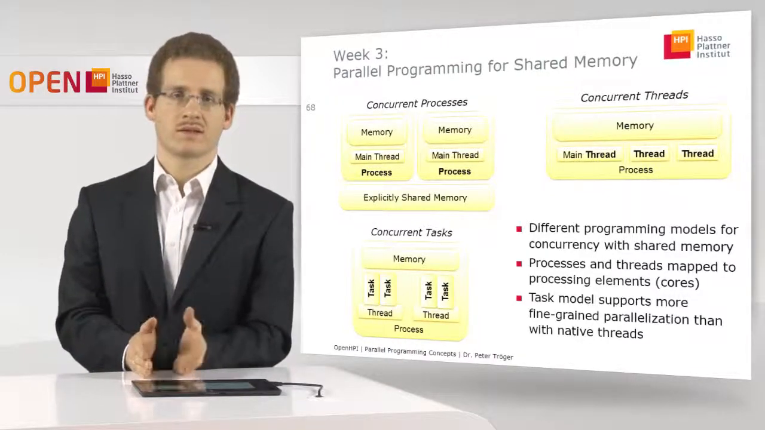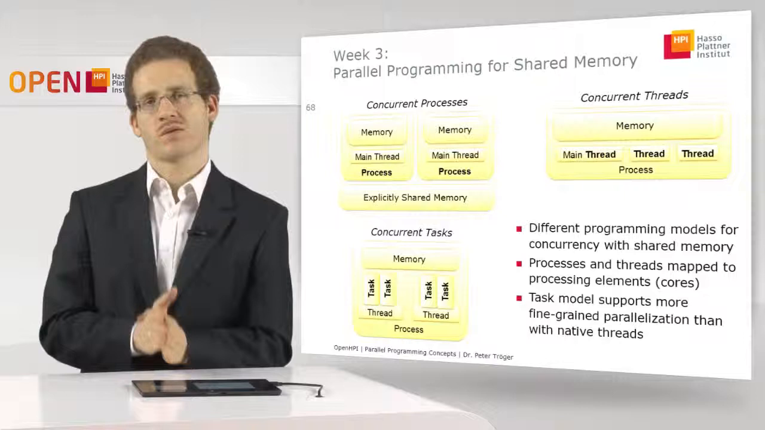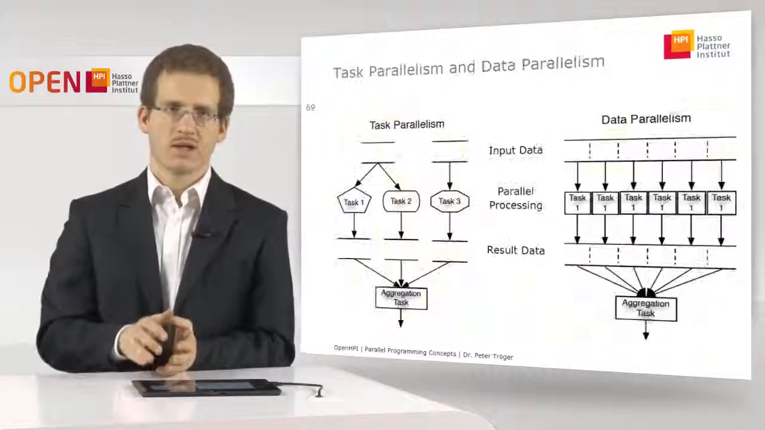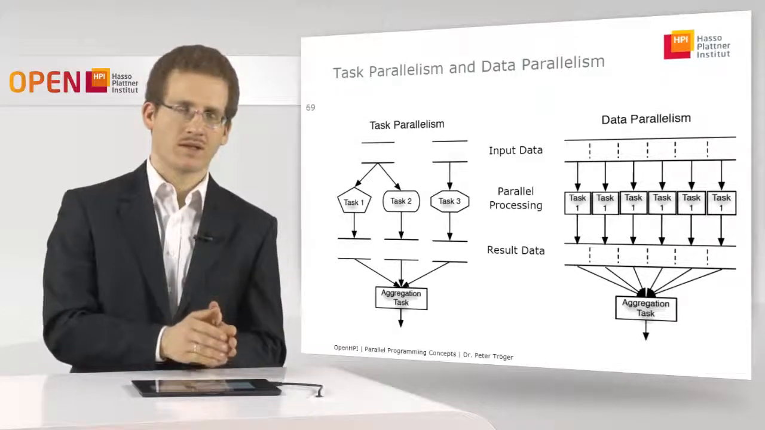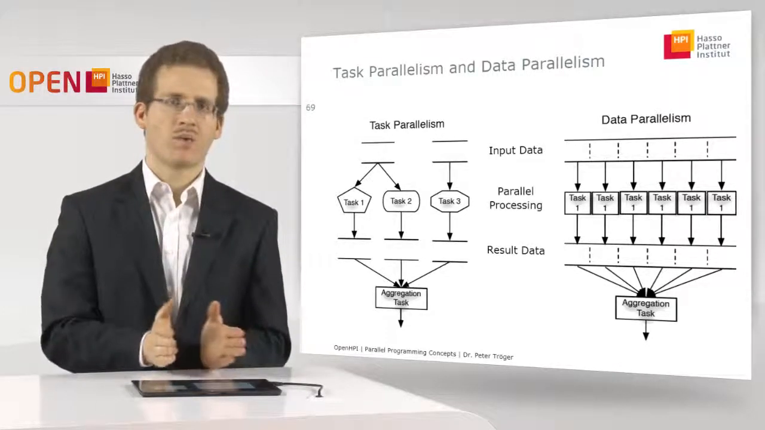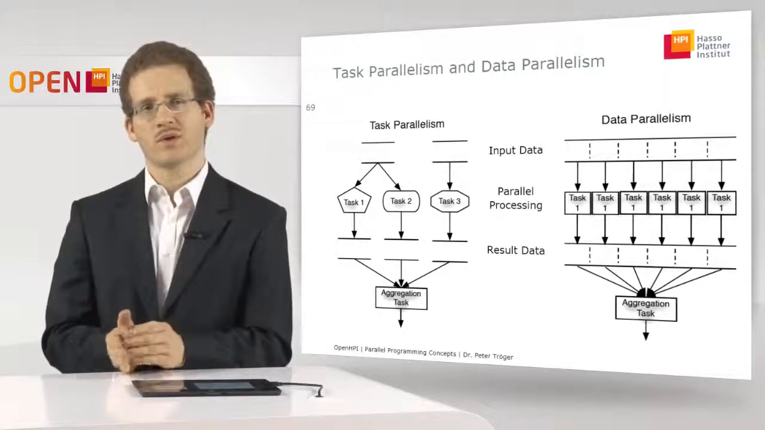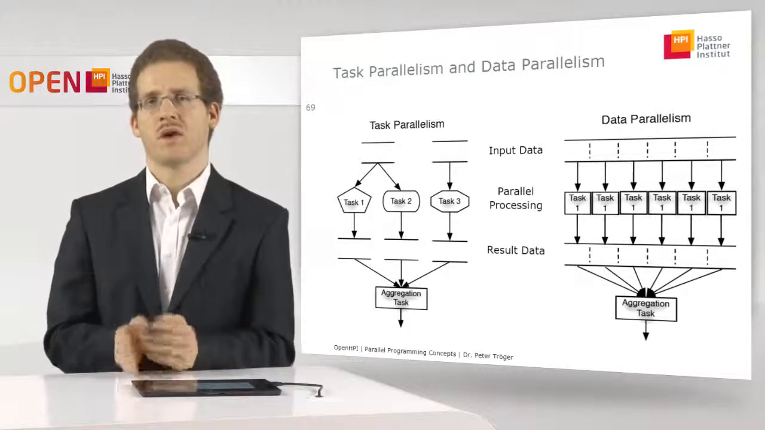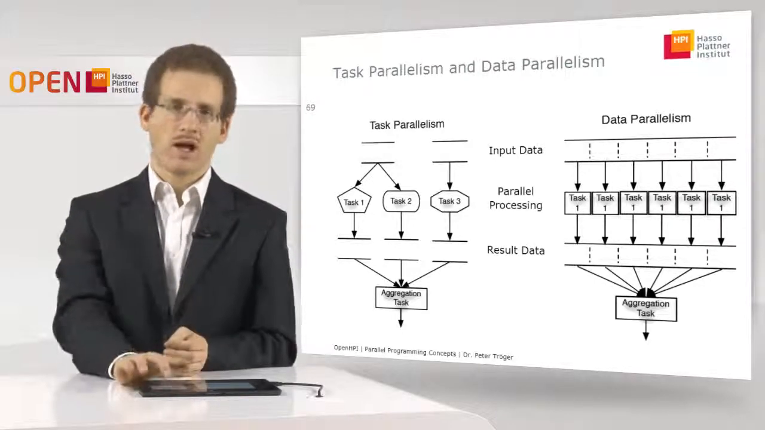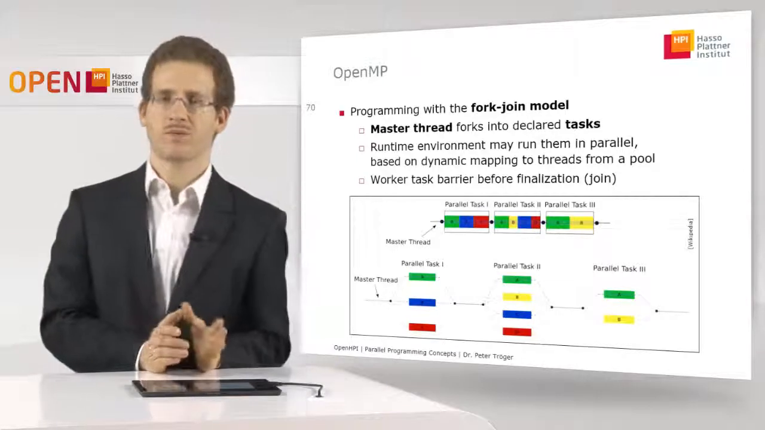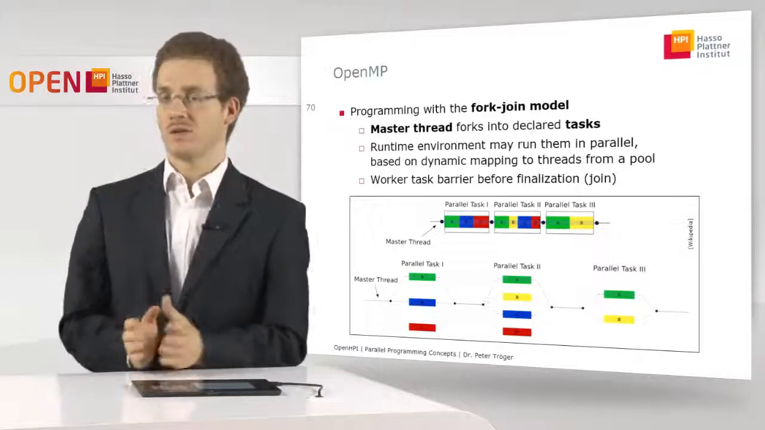So there is this classical distinguishing between concurrent processes, concurrent threads, and concurrent tasks. And we looked into different approaches. Also, we saw that if you start to split up your work, there's basically the distinguishing between task parallelism and data parallelism, which relates to the question of how do you partition your problem. And the most famous programming model for task parallelism in shared memory systems today is OpenMP.